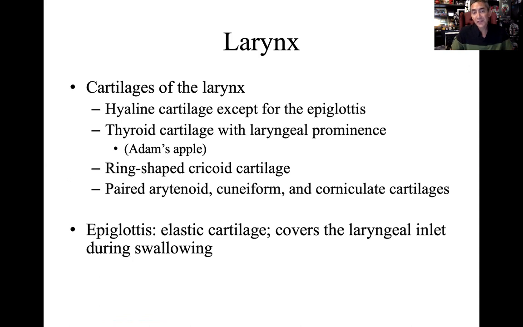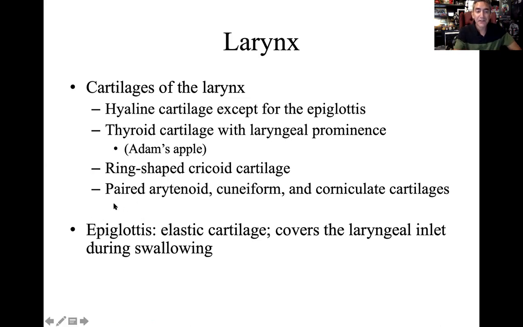talking about some cartilages. So we have the hyaline cartilages. I do want you to know the thyroid cartilage, with the laryngeal prominence. So you know this as the Adam's apple. So it's a very palpable type of anatomy. You can palpate that thyroid cartilage and know where the larynx, that laryngeal prominence, would be. The larynx is going to be sort of ring-shaped. We have what we call cricoid cartilages. They're actually not completely round, but they're going to help to maintain patency. They're going to make that airway stay open.